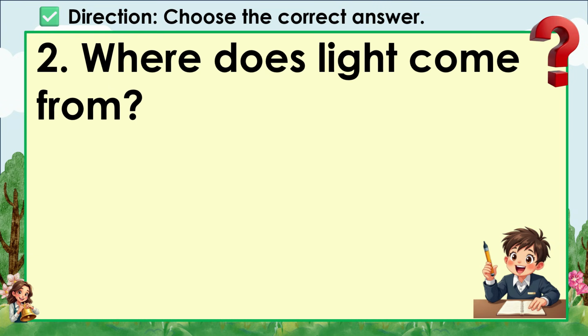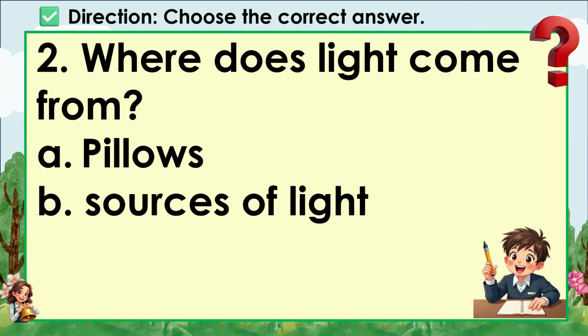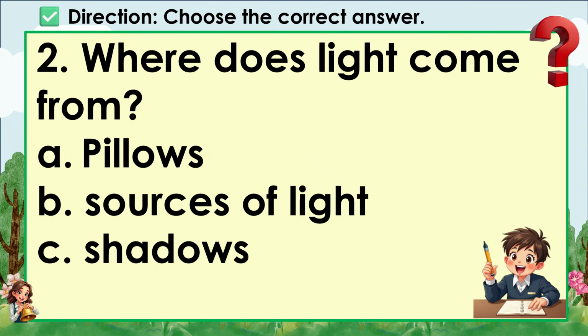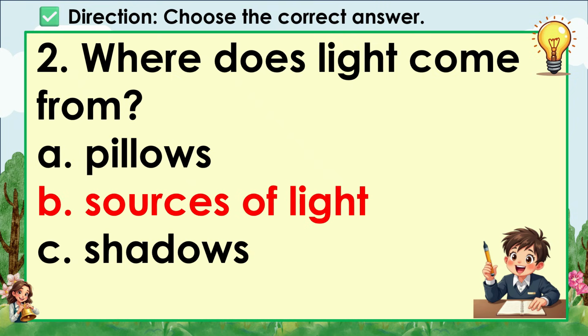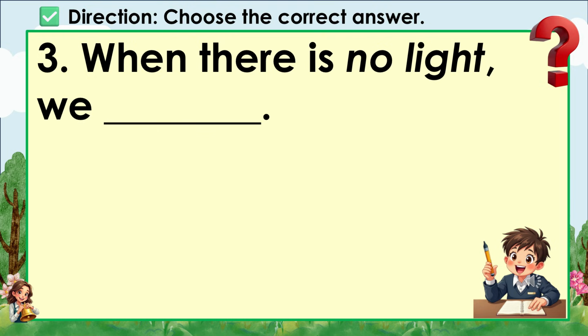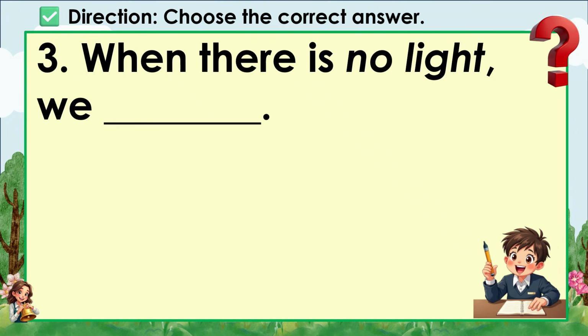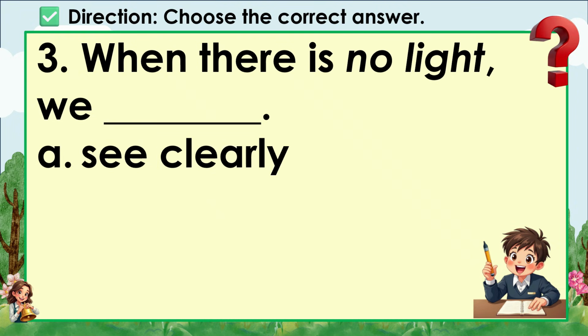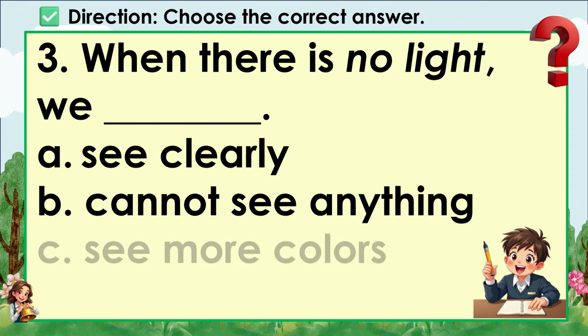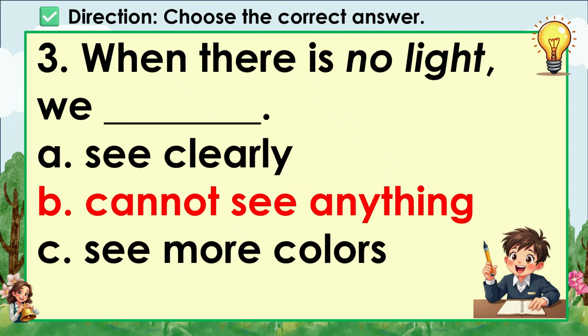2. Where does light come from? A. Pillows. B. Sources of light. C. Shadows. The answer is B. Sources of light. 3. When there is no light, we blank. A. See clearly. B. Cannot see anything. C. See more colors. The answer is letter B. Cannot see anything.